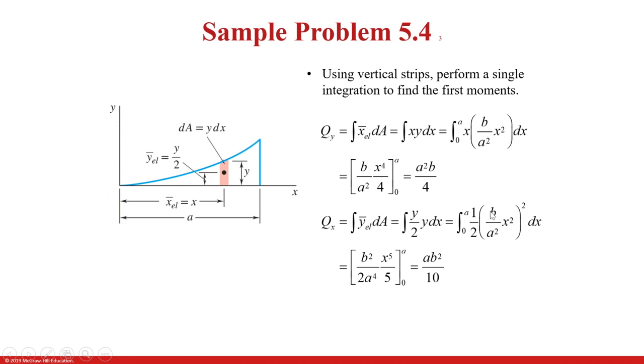That's going to give us 2 factors of b squared over a to the 4th. That's where the a to the 4th is coming from. The 1/2 came from the fact that the centroid of the rectangle is 1/2 of the way up. And then when you square x squared, you get x to the 4th. The antiderivative of x to the 4th is x to the 5th divided by 5. Be careful with your evaluation, and you should get that the first moment of this entire parabolic area about the x-axis is a times b squared divided by 10.